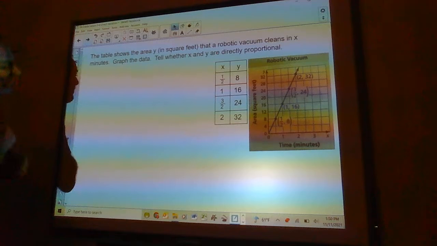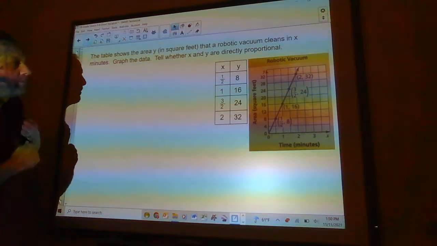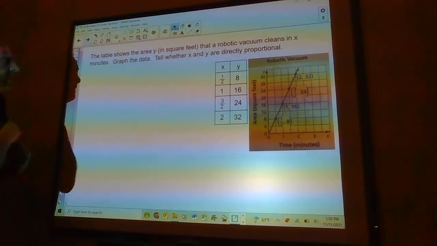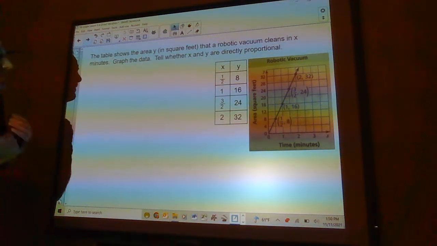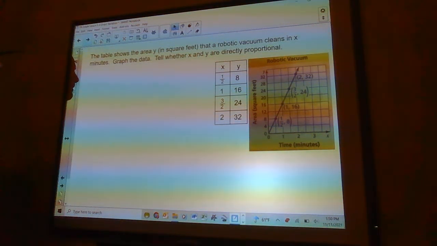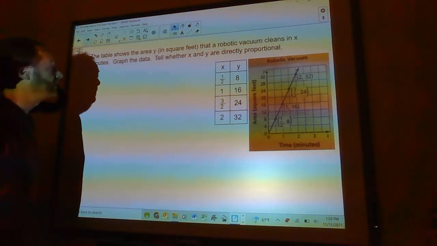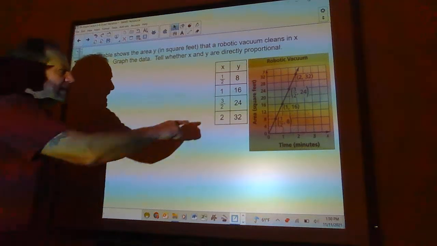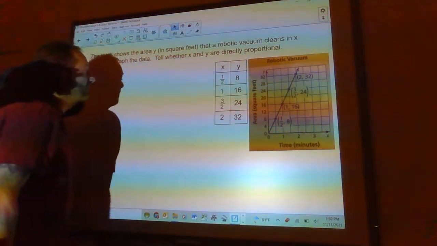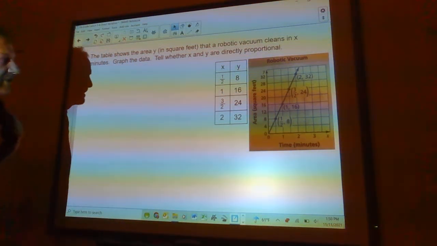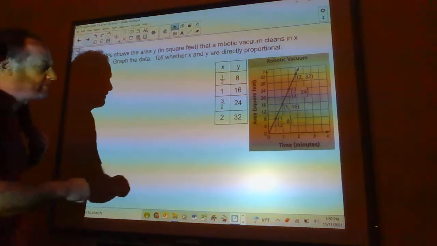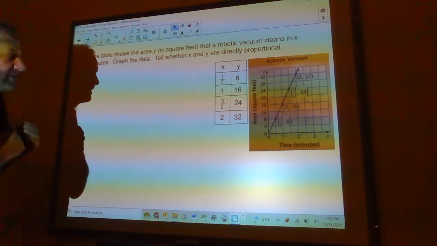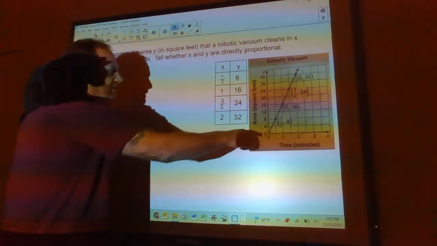So the table shows the area y in square feet that a robotic vacuum cleans in x minutes. Graph the data, tell whether x and y are directly proportional. So in a half a minute, it cleans 8 square feet. In 1 minute, it cleans 16 square feet. This would be 1.5 minutes, it cleans 24 square feet. And in 2 minutes, it cleans 32 square feet. So that's all graphed right there for you.